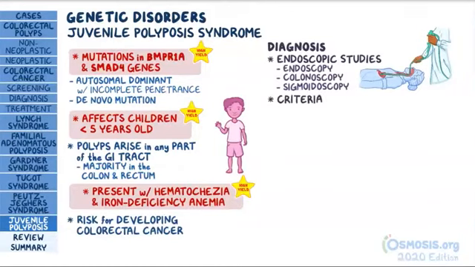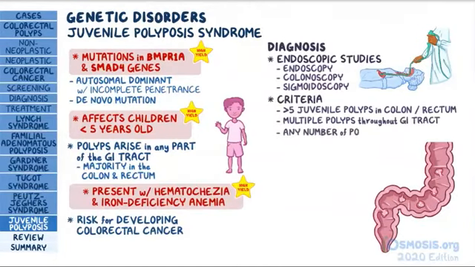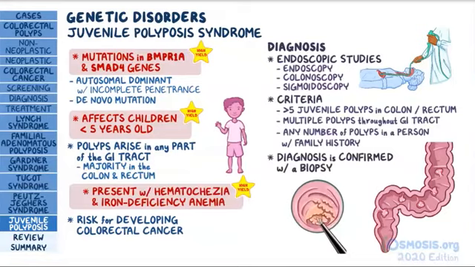And the criteria for diagnosis is more than 5 juvenile polyps in the colon or rectum, or multiple juvenile polyps throughout the gastrointestinal tract, or any number of juvenile polyps in a person with a family history of juvenile polyposis syndrome. Diagnosis is confirmed with a biopsy.